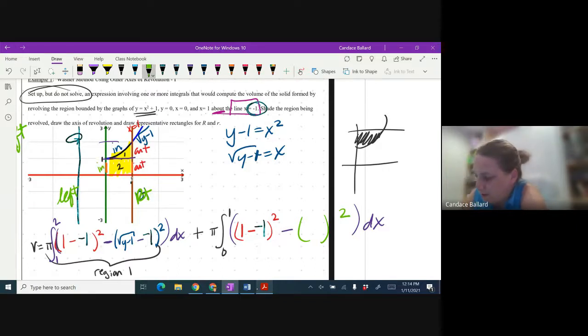The inner is the line x equals 0. So 0 minus the axis of revolution, which is -1. Okay, and that's it. That's the whole setup. This is region 2. I should label that for you.